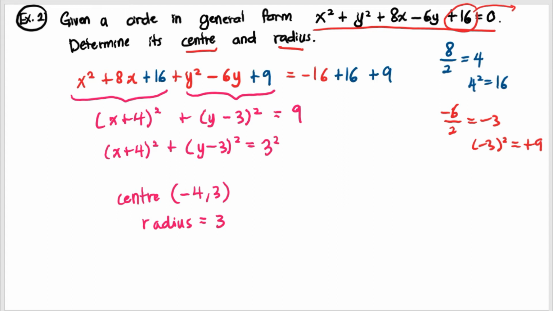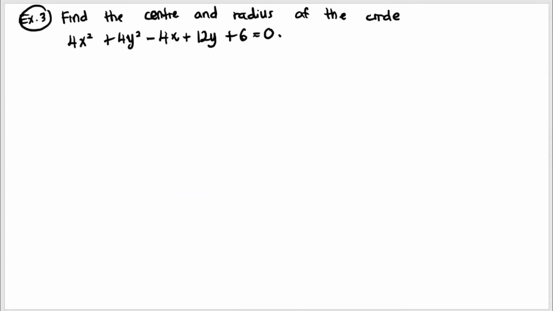Now let's look at the next example. Suppose we have example 3 here. You have to find the center and radius of this circle. So what should we do in the first place? You can actually factorize 2, and you can divide everything by 2, so you'll have something like 2x squared plus 2y squared minus 2x plus 6y plus 3 equal to 0.